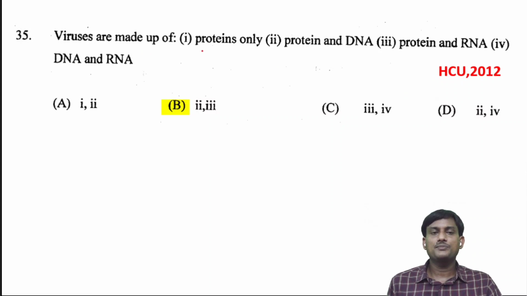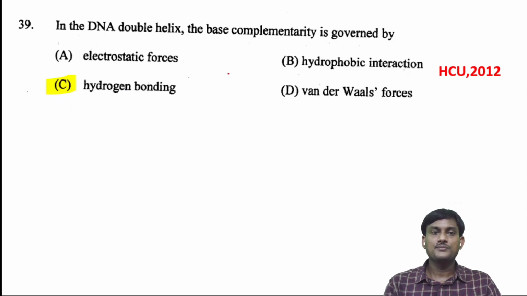Viruses are made up of what? In a virus, we have protein and nucleic acid. In some viruses, the genetic information is DNA, or in some, it is RNA based. And definitely we have proteins, protein spikes. So viruses are made up of protein and DNA or protein and RNA. So what is the correct option? 2 and 3 are the correct options.